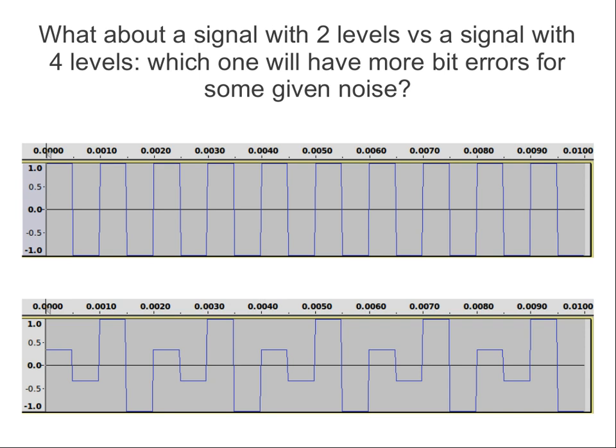An error will happen if the noise magnitude is greater than 1. So if we transmit our signal and our noise is large enough, in this case greater than a value of 1, we'll get a bit error with our scheme.